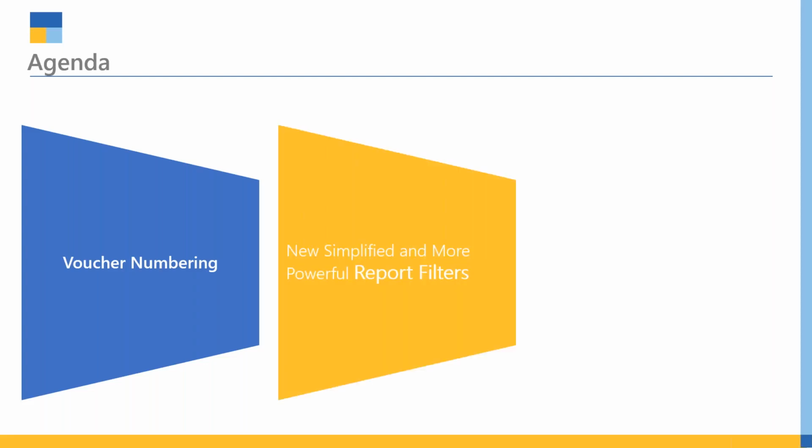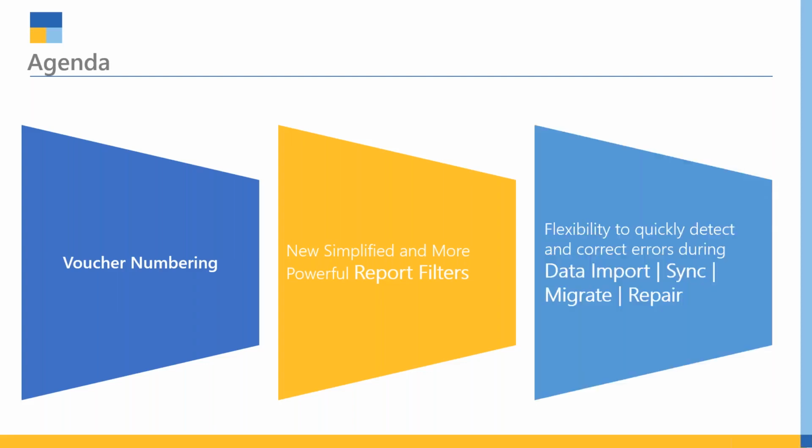The second thing we'll cover is new, simplified and powerful reports. We had report filters, but as a filter and a range. This is even more powerful now in TallyPrime 3.0, and we'll look at how it helps us give a better output. And the last feature we are going to discuss is the flexibility to detect errors while doing data import or synchronization, or doing migration, or repairing your data. Repairing is nothing but rewriting your data. So we'll be covering these three topics today.